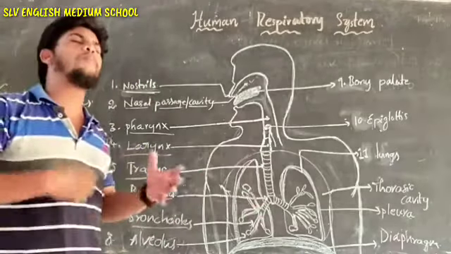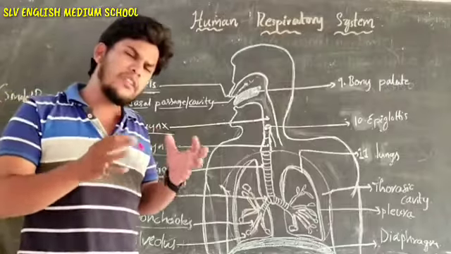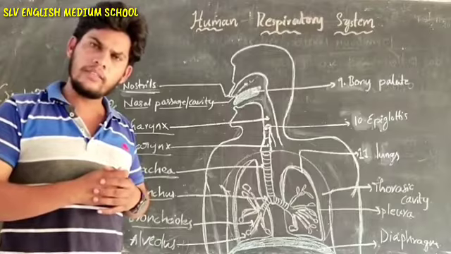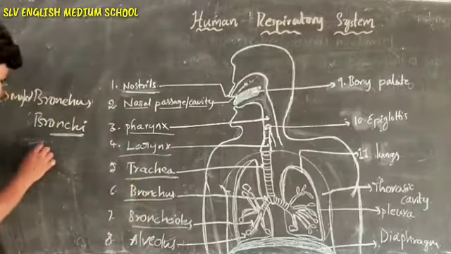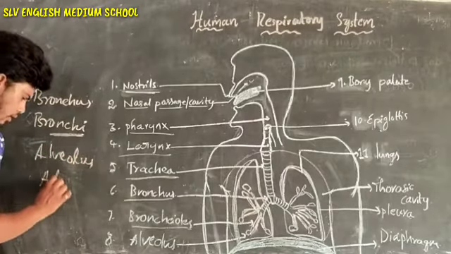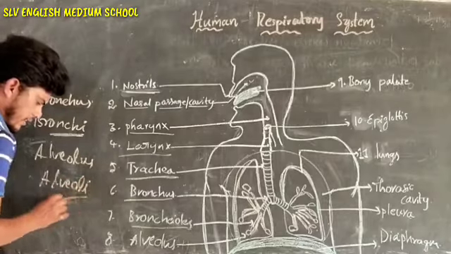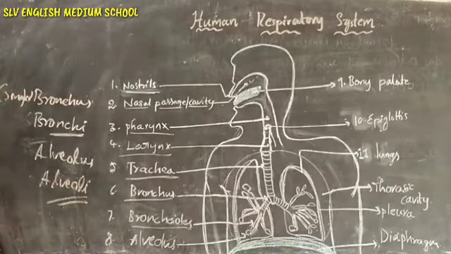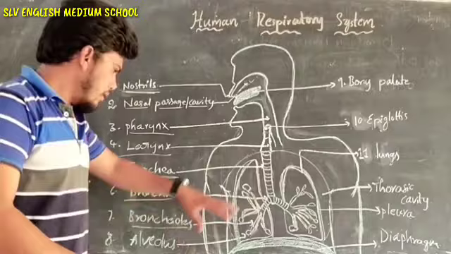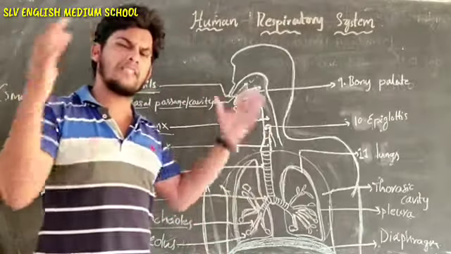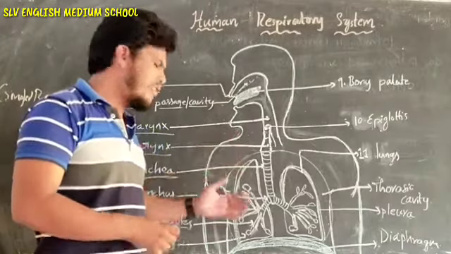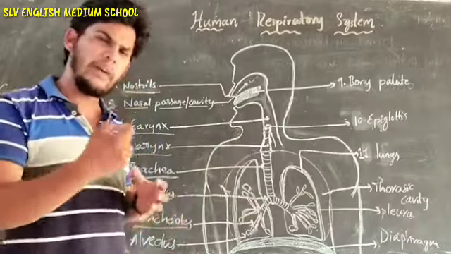Then these bronchioles open into very microscopic structures called alveolus. Alveolus is singular. Alveoli is the plural, meaning more in number. Alveolus means a single one. The lungs contain numerous alveoli. These alveoli are very microscopic, very minute in structure.